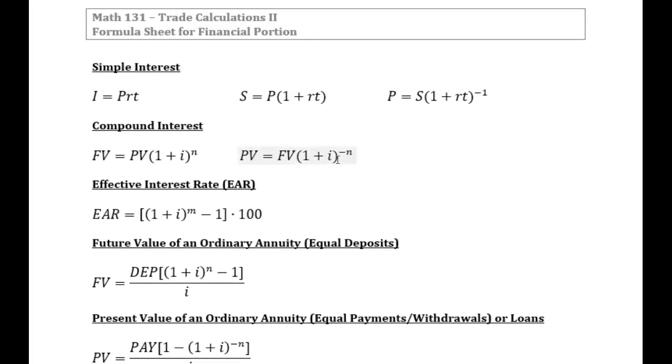So we have that. Notice the negative N versus just to the N. So watch carefully which one you want to solve for.